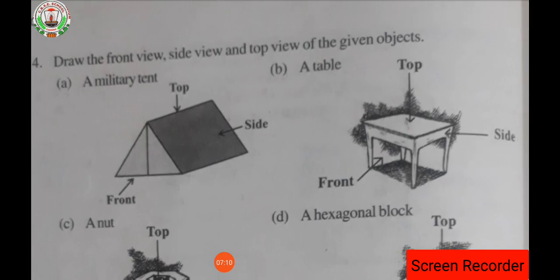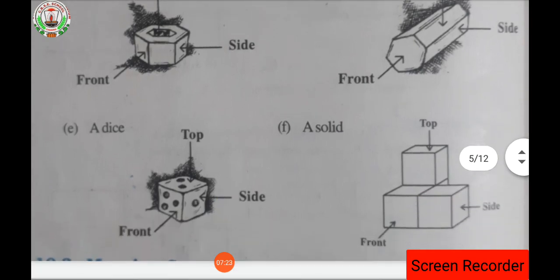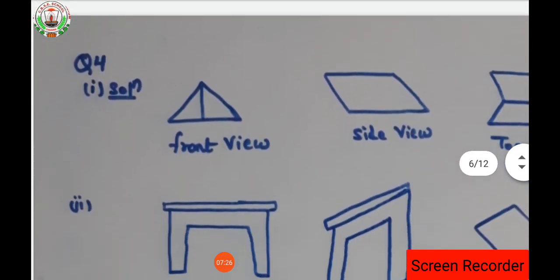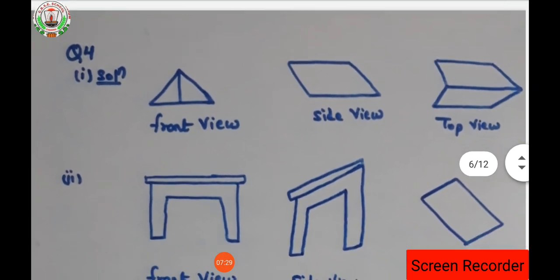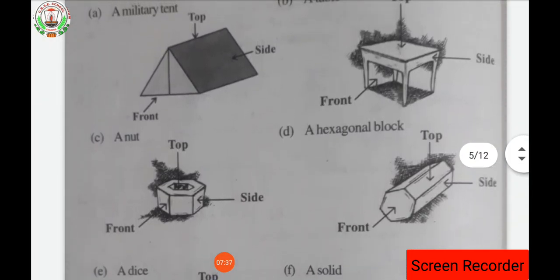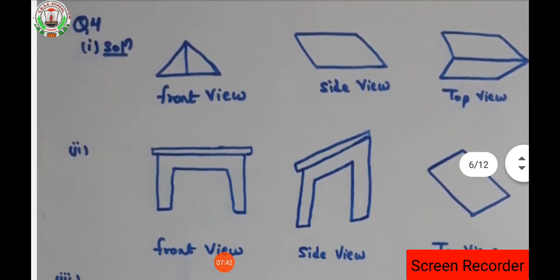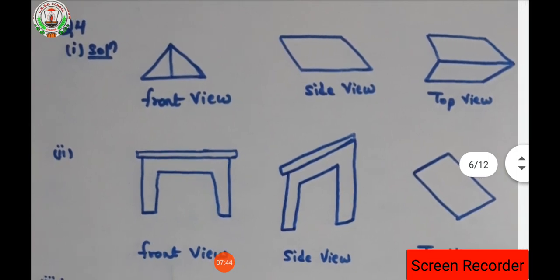It is said that draw the front view, side view and top view of the given object. A military tent, a table, a nut and a hexagonal block is given. A die is given and a solid. Okay, so here I had drawn for you all the shapes. First is a front view, side view and the top view of which figure? Of figure a military tent. Okay, so this one is the front view. Then how the military tent looks from the side, that is in the form of a parallelogram. Then top view will be like this.